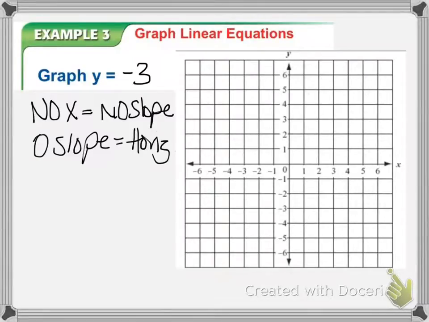Okay, so you graph the point at 0, negative 3. Okay, because the negative 3 is really your b. So you plot the point at 0, negative 3. And then you draw a horizontal line at negative 3, and you're finished.